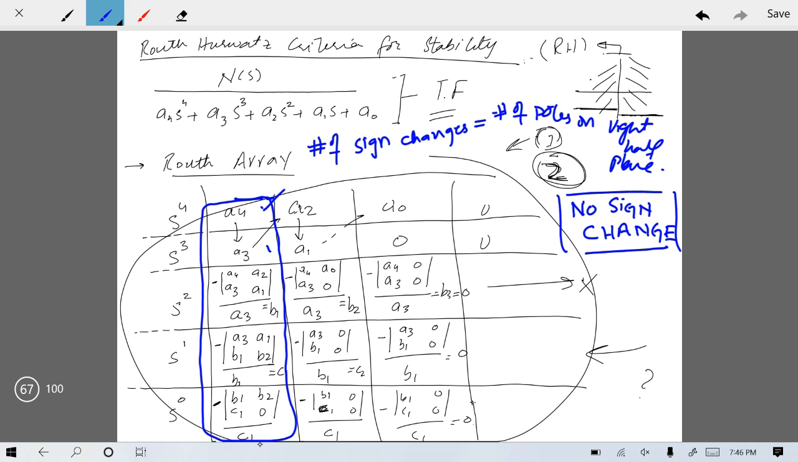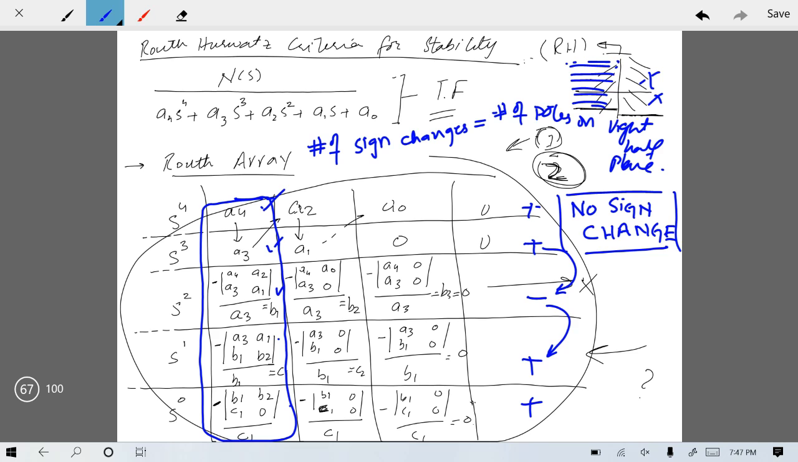For example, if this term is positive, this term is positive, this term is positive, this is positive, and this is positive, all of these five terms are positive, then we will say that our system is stable and there is no pole on the right hand side. And if every term in this column is negative, then still there will be no sign change and your system would be stable, and all poles will be on the left half plane. And if this term is positive, this is negative, and then again this is positive, it means that there are two sign changes. One is from positive to negative, another is from negative to positive. So there are two sign changes over here. Two sign changes means there are two poles on the right half plane, and hence the system is unstable.